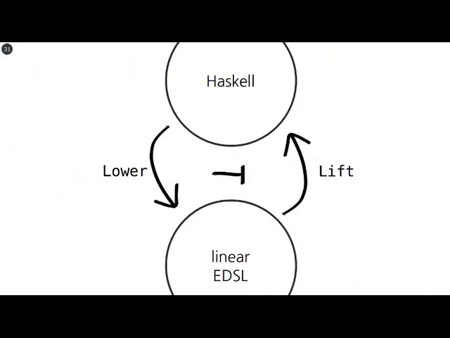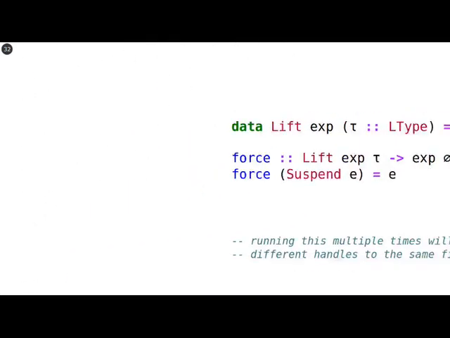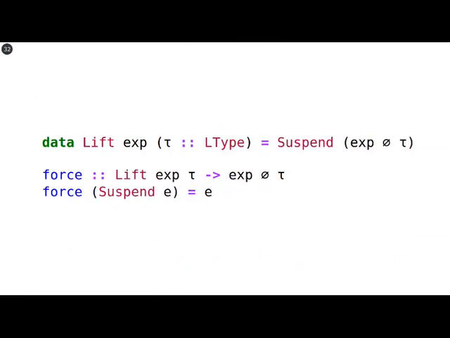Okay. So on the other side, this lift connective goes in the other direction. Given a linear expression of type tau, if that linear expression doesn't use any linear hypotheses, then just as in ordinary linear logic, we can promote it. So it can be duplicated into a nonlinear type. So here, lift tau is exactly a Haskell type, so it's unrestricted.